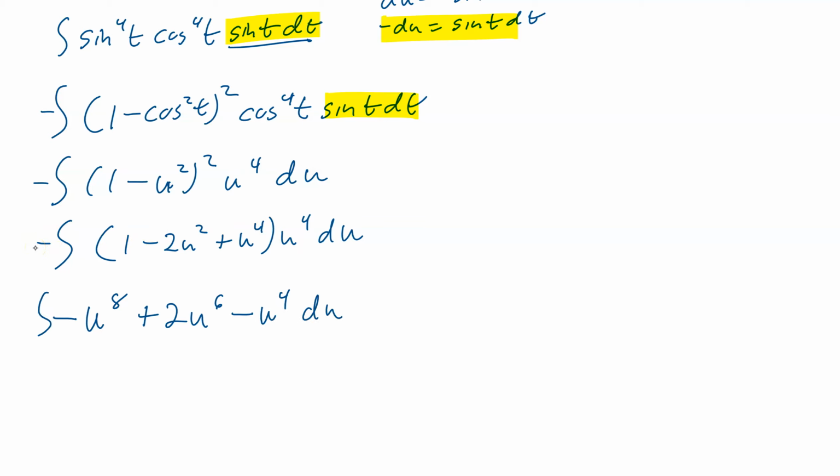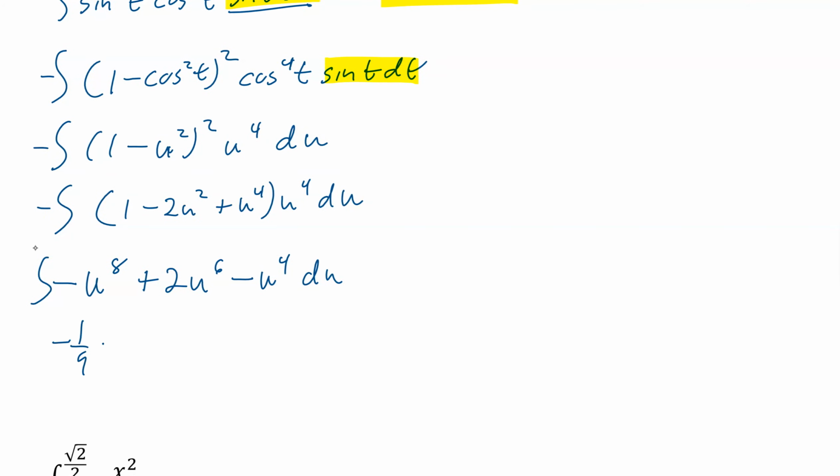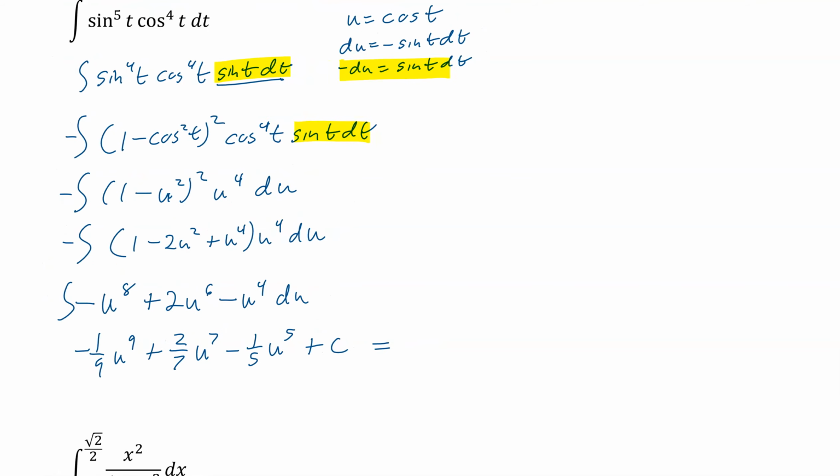All right, now everything is in a nice, clean general power. And so we end up with negative 1/9 u to the 9th plus 2/7 u to the 7th minus 1/5 u to the 5th plus c. And then same thing as before, we just have to replace it with cosine t now. So negative 1/9 cosine to the power of 9 t plus 2/7 cosine to the power of 7 t minus 1/5 cosine to the power of 5 t plus c.